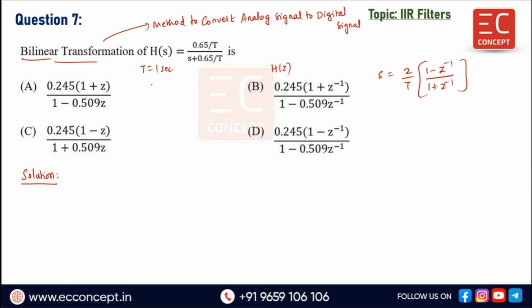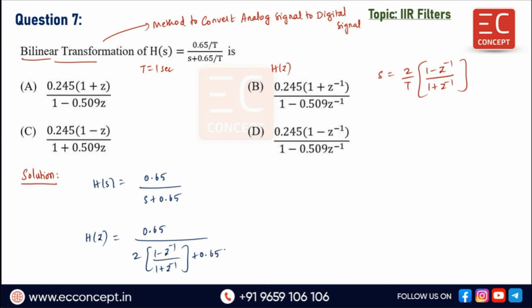Okay, solution. H of s is given as 0.65 by s plus 0.65, where I have replaced T by 1 second. Now for converting the analog signal to digital, instead of s we need to substitute 2 (1 minus Z inverse) by (1 plus Z inverse). So 0.65 upon 2 (1 minus Z inverse) by (1 plus Z inverse) plus 0.65.